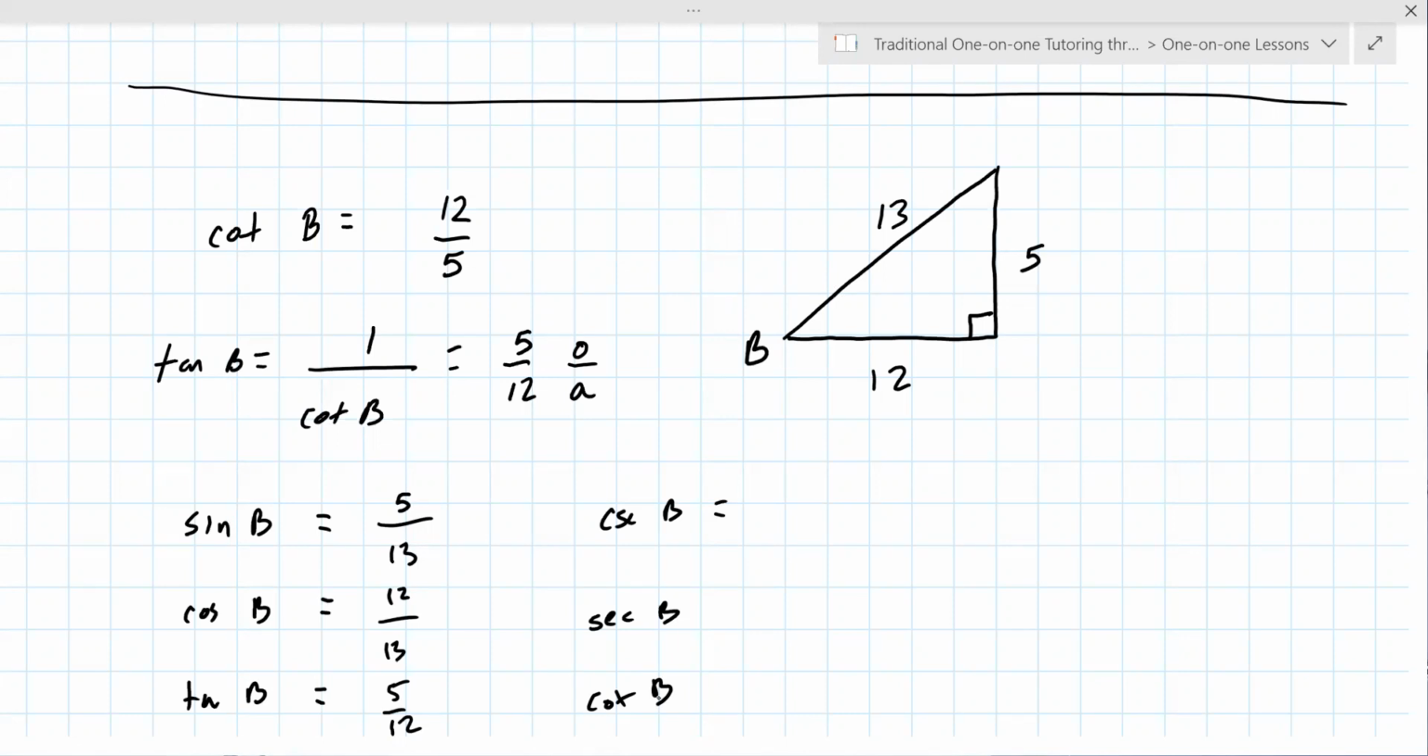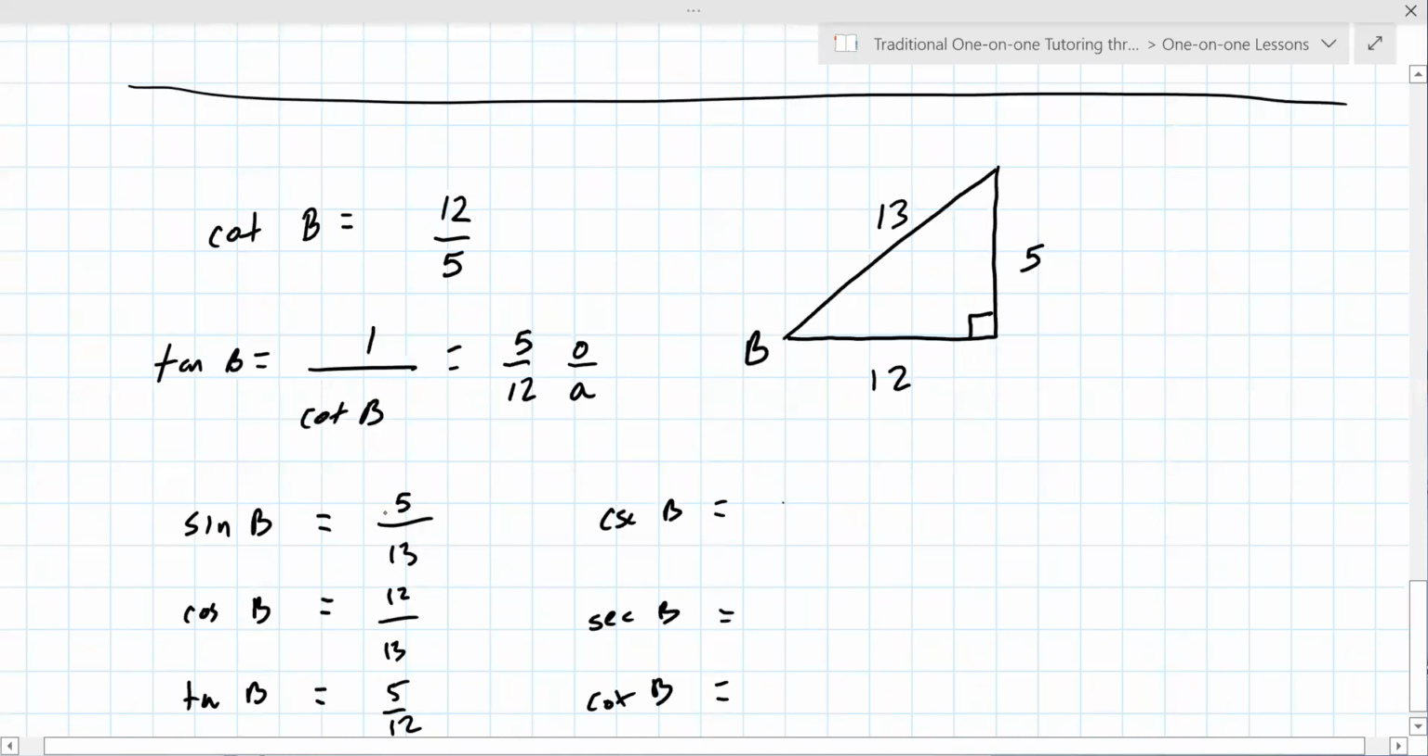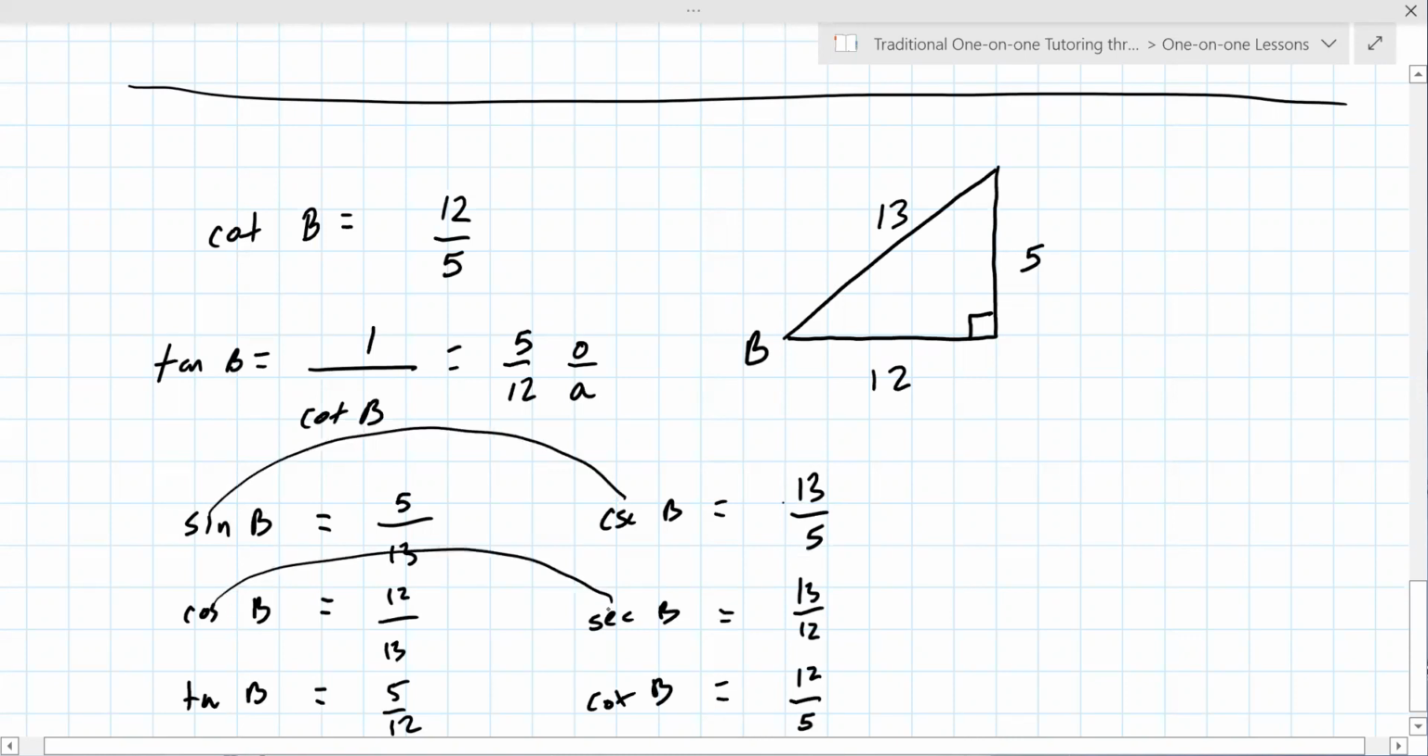Do you have some answers for me on these, Julia? Is cotangent B 5/12? It's the flip of this. All three of these are reciprocals of the ones on the left. And that's the whole point here. You don't have to relearn the rules, you just flip them. There's a nice patterning here, but you have to know that sine goes with cosecant, cosine goes with secant, tangent goes with cotangent.